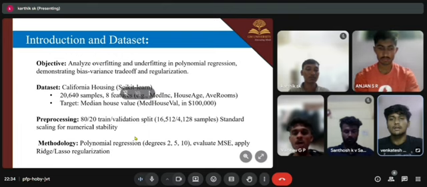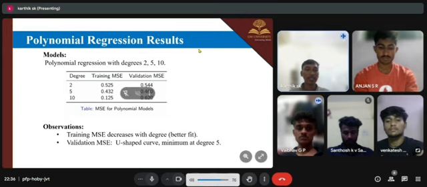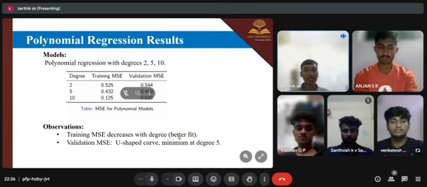And the next slide is continued by SK Karthik. Next one is the polynomial regression result, where polynomial regression models with degrees 2, 5, and 10 are used. For degree 2, the training MSE is 0.525 and validation is 0.544. Like that, for degree 5, 0.432 and 0.460. For degree 10, it is 0.125 and 0.620.